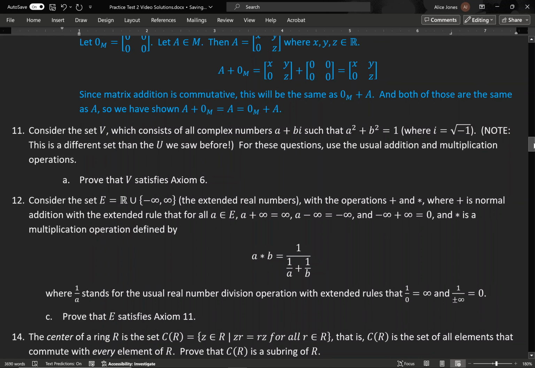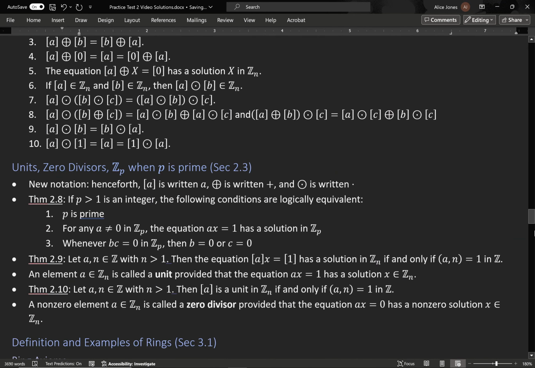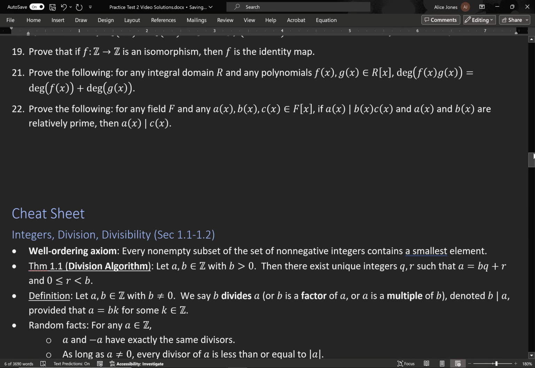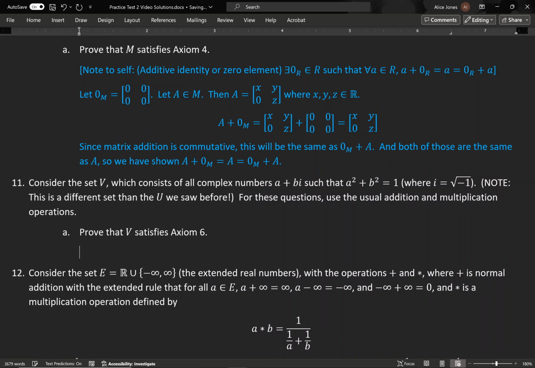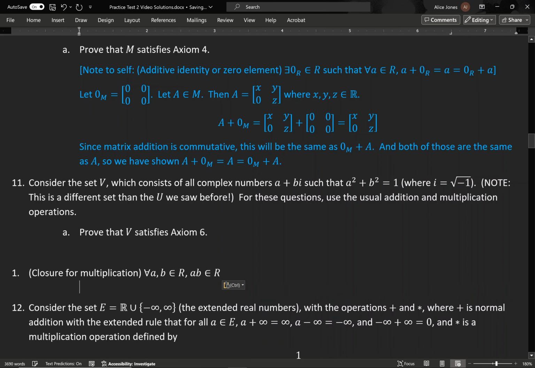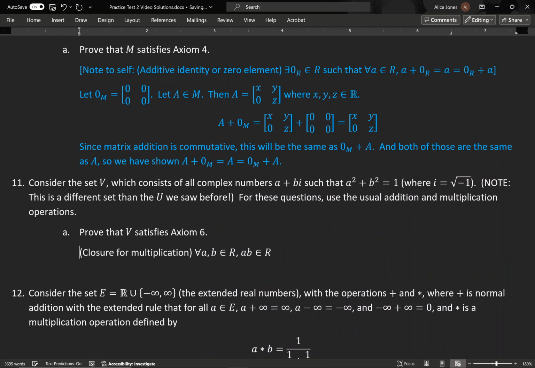So we need to prove that V satisfies axiom 6. I'm just going to look for what axiom 6 is, so I know what I'm trying to prove. And here it is right here. It's closure for multiplication. Okay, so I'm going to paste that up here so I know what I'm trying to prove. Again, this is like a note to self. That's what I'm trying to prove right there.